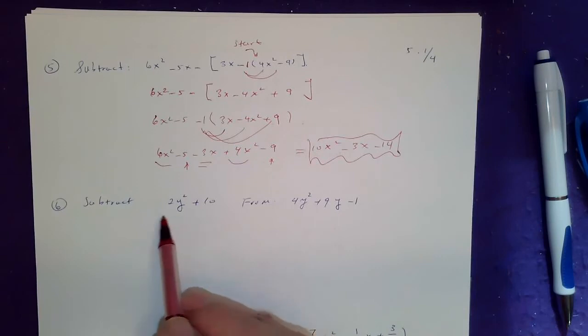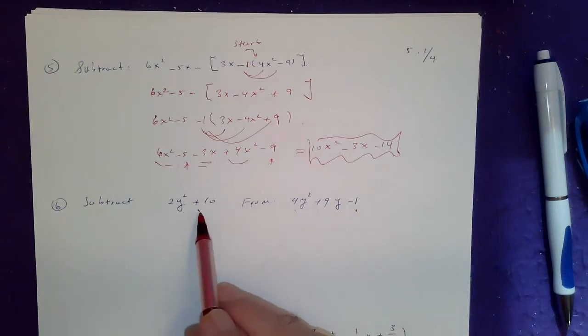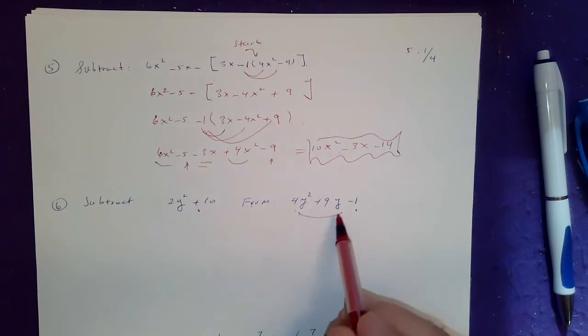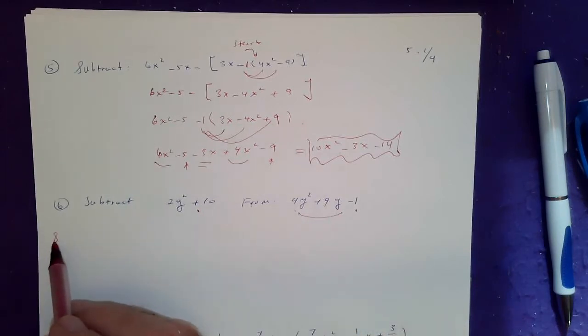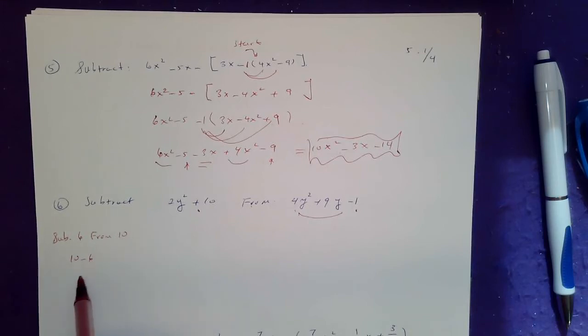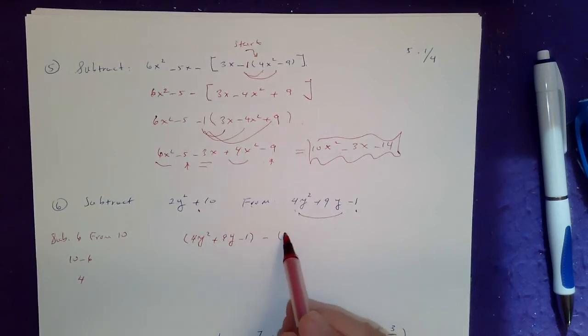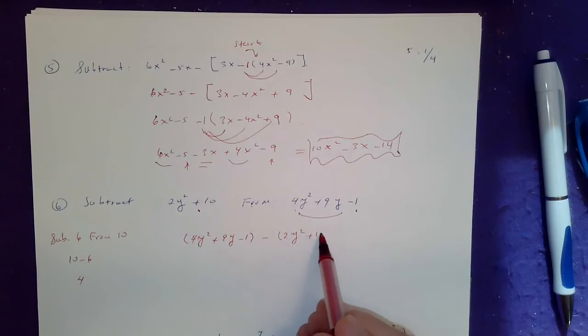Sometimes they might say subtract this from this, but that doesn't mean that one goes first. This one goes first. How is that? Suppose I say subtract 6 from 10. You don't write 6 minus 10, do you? You write it as 10 minus 6, which is 4. So same idea goes here, which is 4y squared plus 9y minus 1 minus 2y squared plus 10.